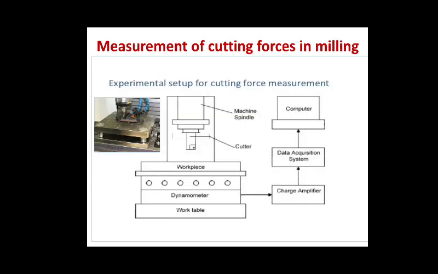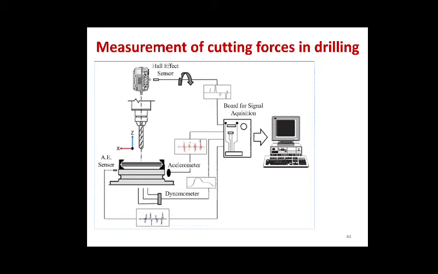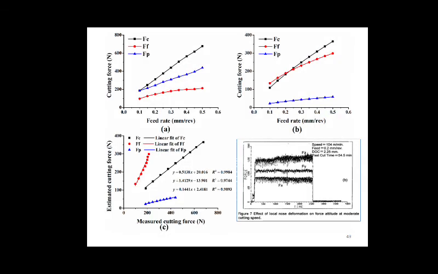In milling you can see at the bottom of the workpiece the dynamometer is there. It is connected to the charge amplifier, then data acquisition system, then computer. So whatever force comes on the workpiece is shown on the computer, and the same in the drilling machine. Here an accelerometer is used, and again at the bottom the dynamometer is there. In such a way we'll get the graph of feed rate versus cutting force.